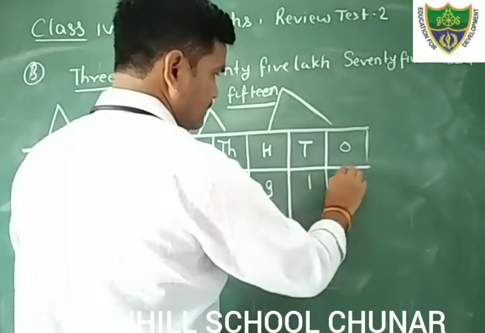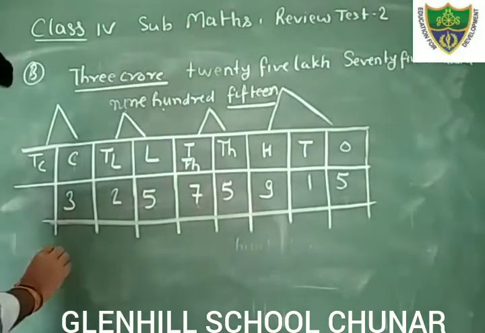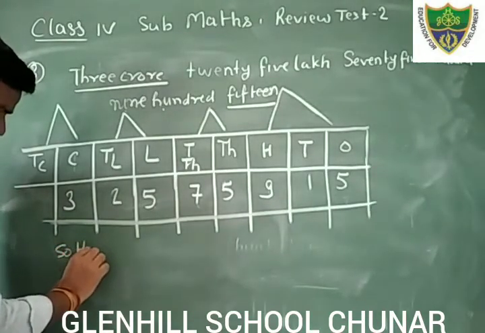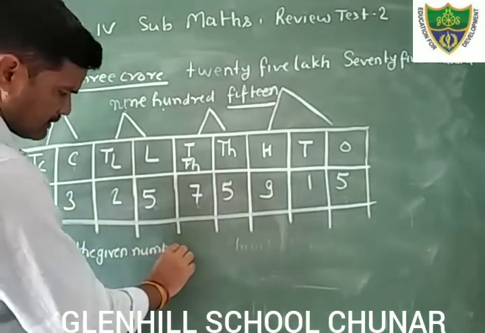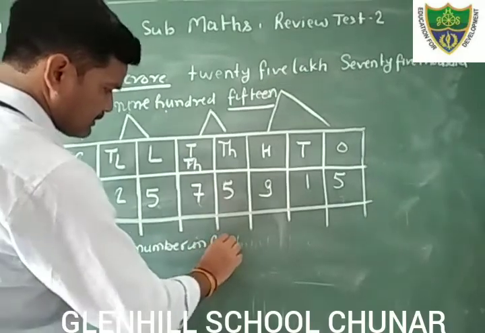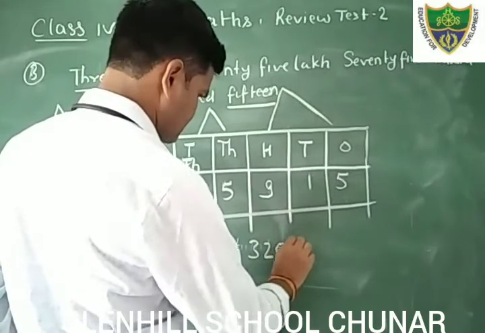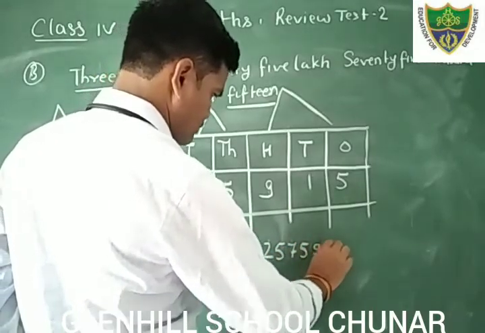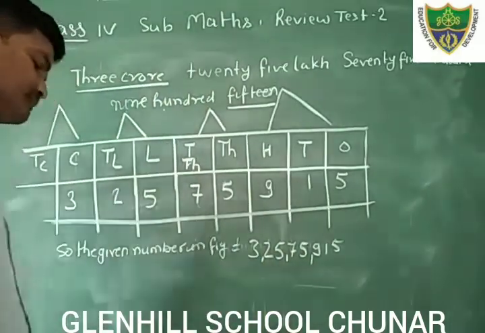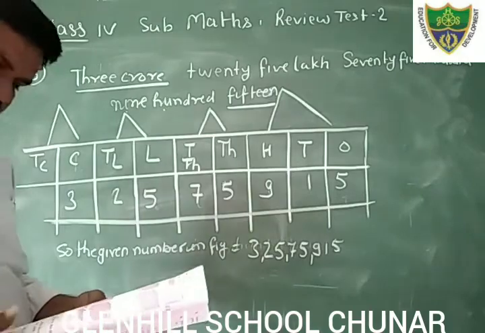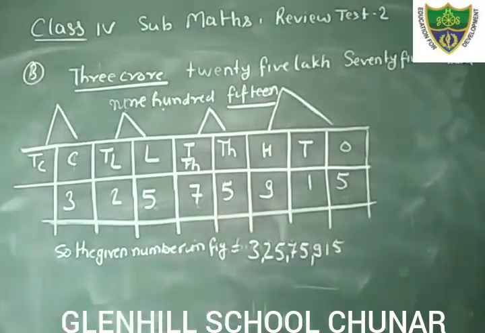15. That is 1, 5. So the given number in figure, that is 325759115. Okay. Now next part of the question, their face value and place value of each of its digits.